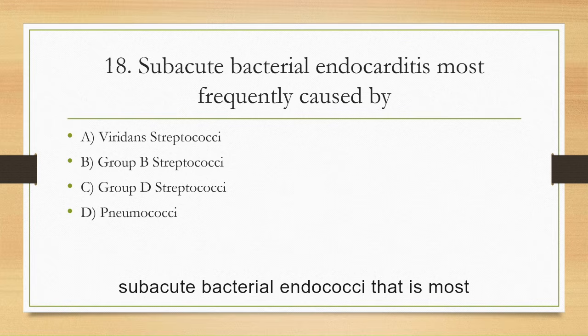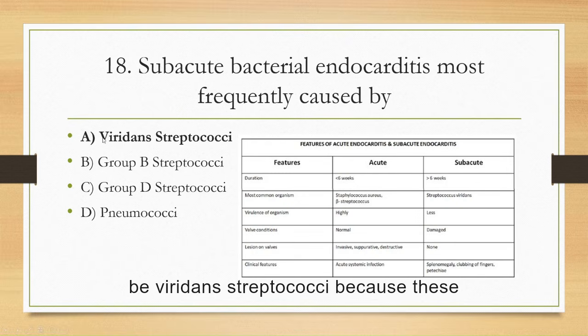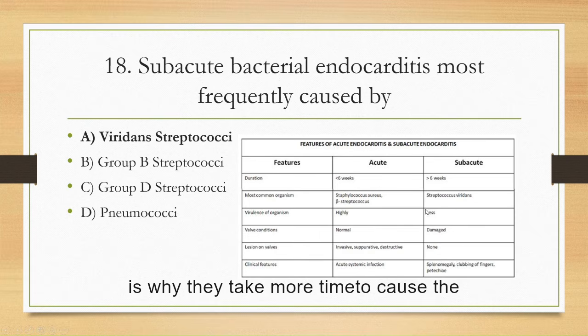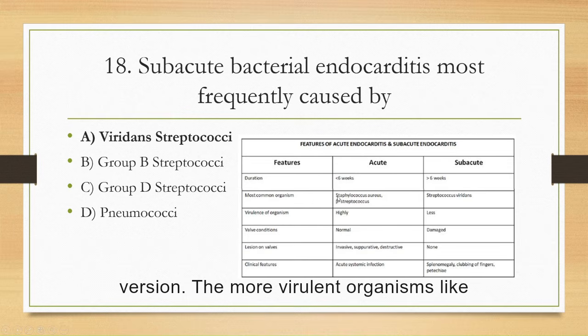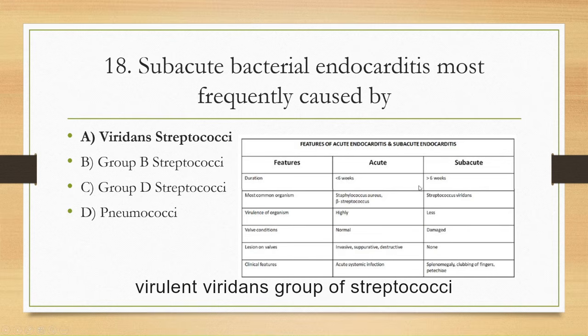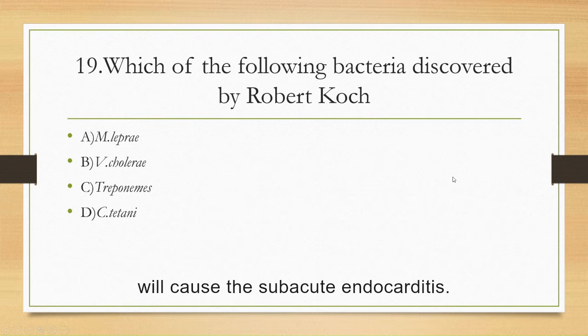Subacute bacterial endocarditis is most frequently caused by... So you have to understand that out of these options, the right answer would be Viridans streptococci, because these are less virulent organisms. They are generally present as commensals. That is why they take more time to cause the endocarditis. Hence, it is the subacute version. The more virulent organisms like Staphylococcus aureus and beta hemolytic streptococci will cause the acute endocarditis, whereas the less virulent viridans group of streptococci will cause the subacute endocarditis.